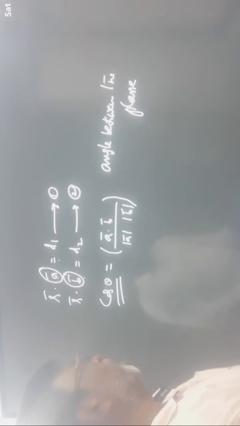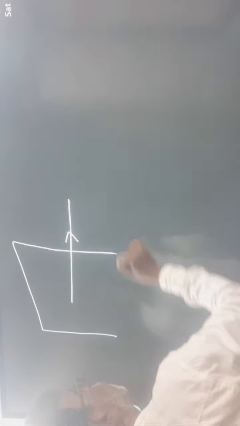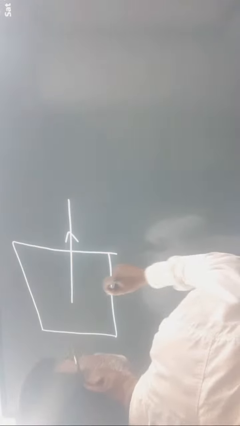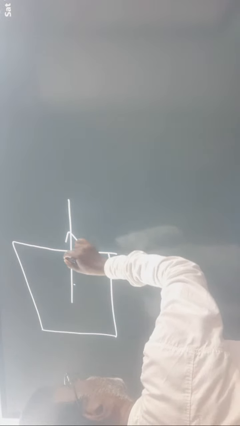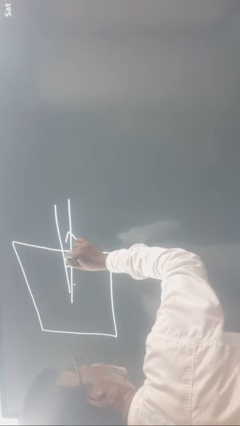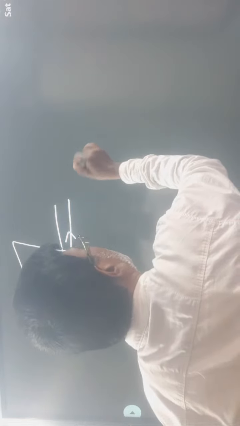Suppose a line is given and a plane is given. How can I find out the angle between them? Suppose a line is given like this and a plane is given like this. So what is the angle between these two? Suppose the angle between them is theta.